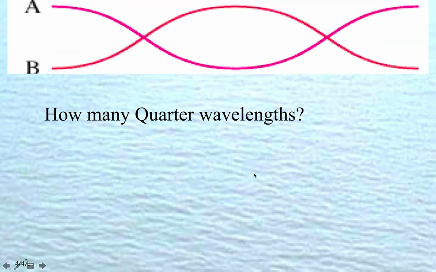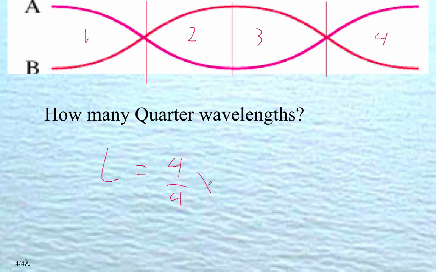Let's look at another one here. Pause it right now if you need to, and see if you can count the quarter wavelengths. All right, let's take a look at this. Remember, a quarter wavelength looks like a water goblet. So here's 1, here's 2, here's 3, here's 4. So that's 4 quarter wavelengths. We would set up a number sentence: L is 4 quarter wavelengths. All right, I think we're getting this.